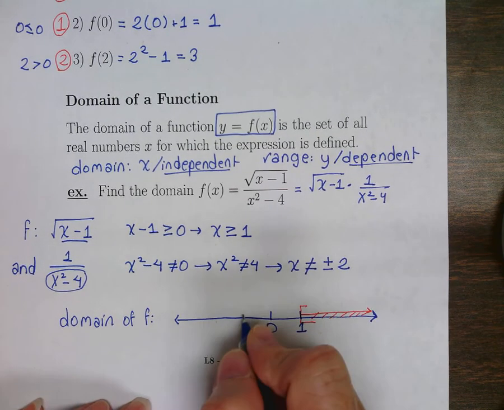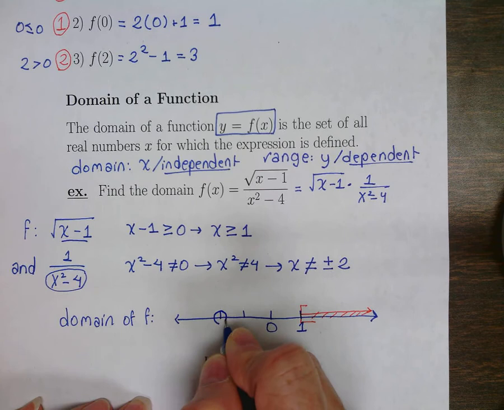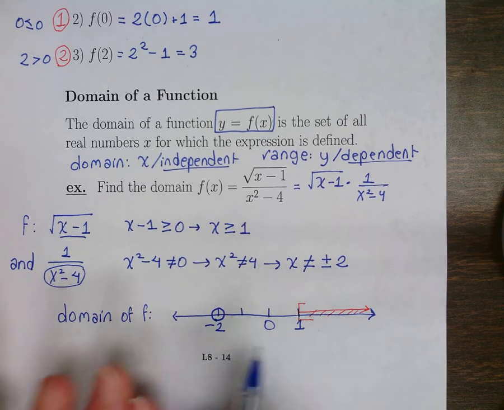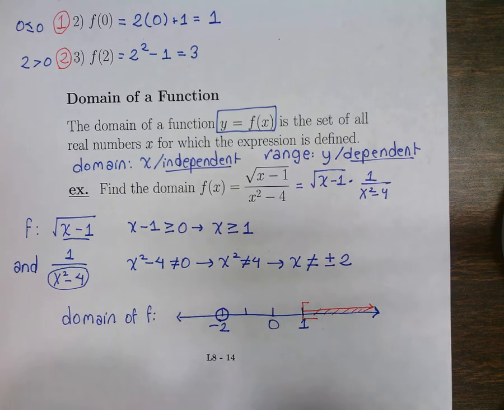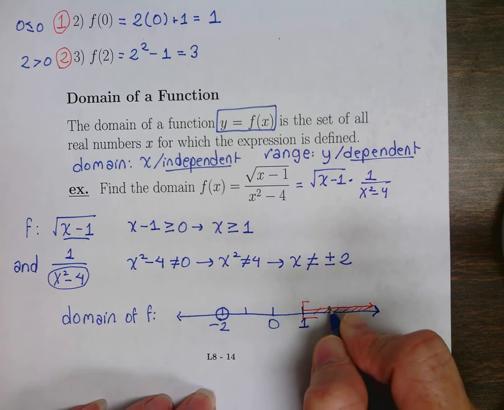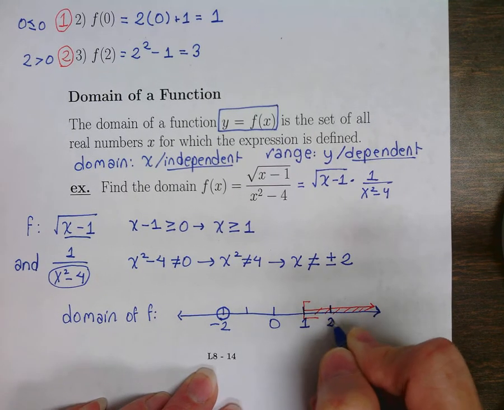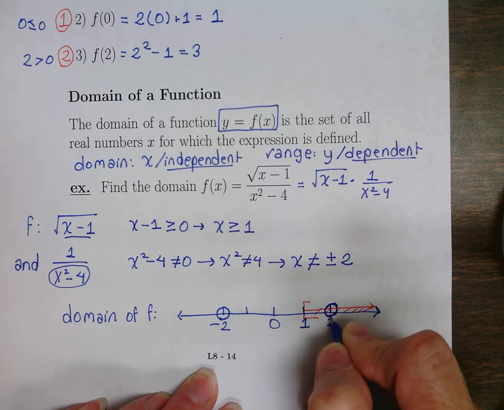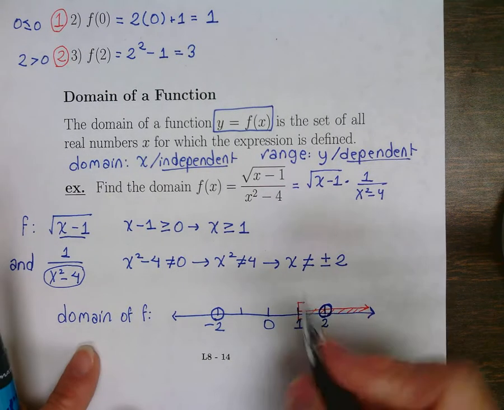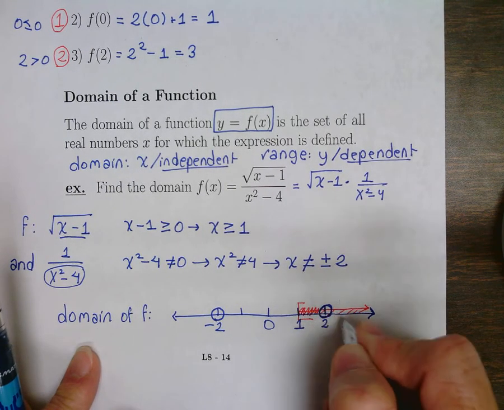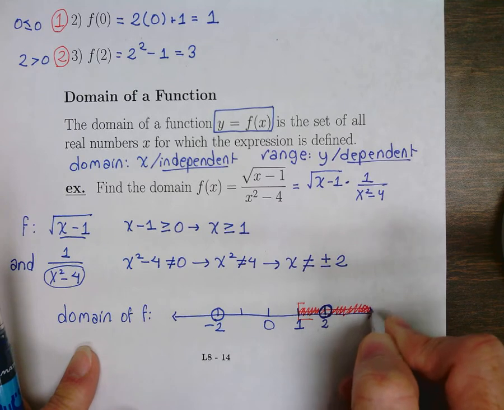And x can't be negative 2, so there's got to be a hole there. Well, negative 2 is not in the domain anyway, so we don't have to worry about it. But x also can't be positive 2, so we have to put a hole right there. So what's the domain? It's this portion and this portion.